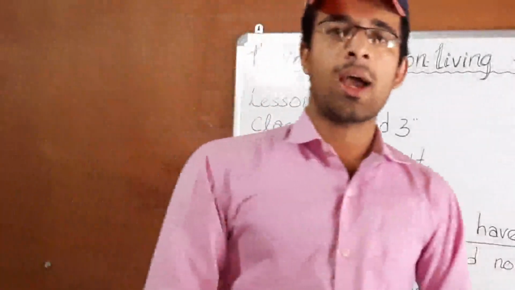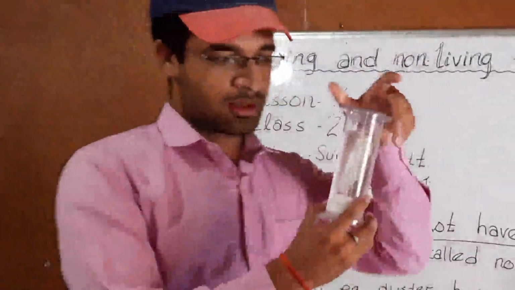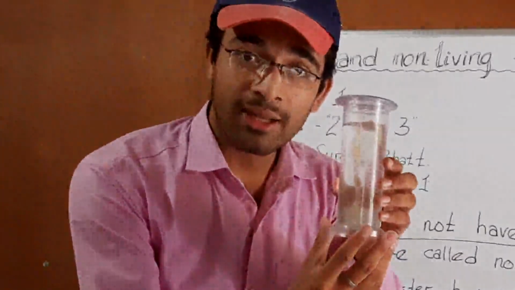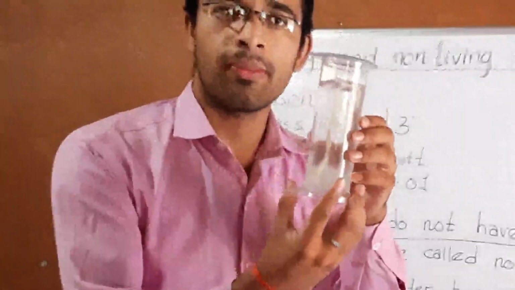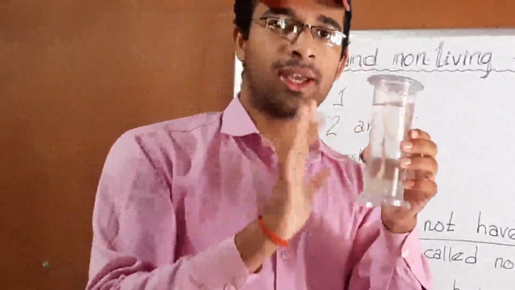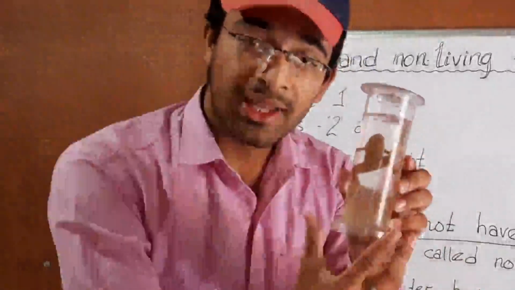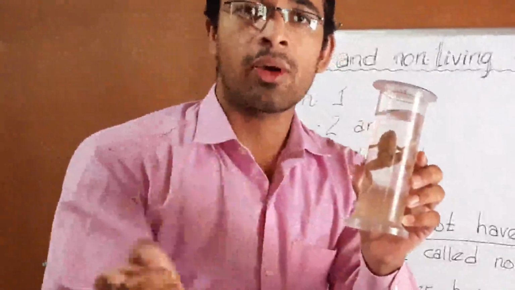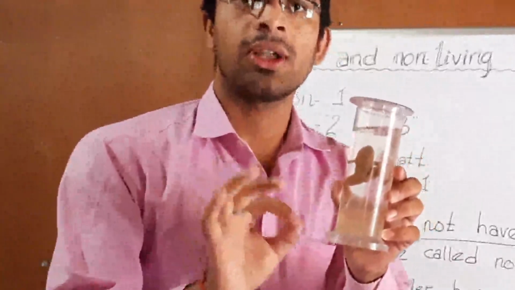Okay, students, I have more examples for you. Can you see this animal inside a pot? Yes, you can. This is a tapeworm. This is found inside our stomach. This is also a living thing. Next one. Can you see this animal? Yes, you can. This is a common animal which we can see outside our home. This is a frog. This is also a living thing.